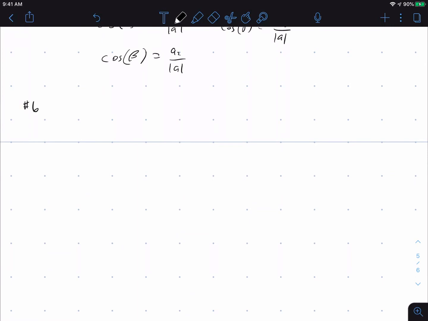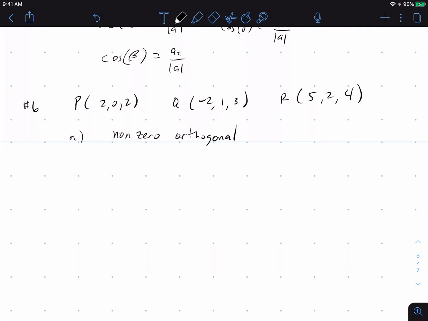And from here, if I give you the point P as 2, 0, 2, Q is negative 2, comma 1, comma 3, and R is 5, comma 2, comma 4. For part A, find a non-zero orthogonal vector to this. What would that be?